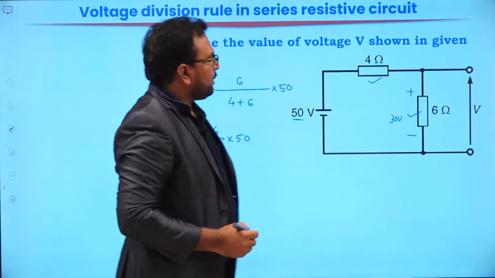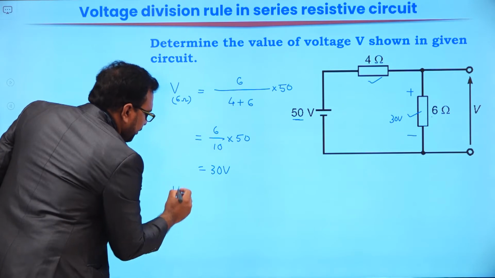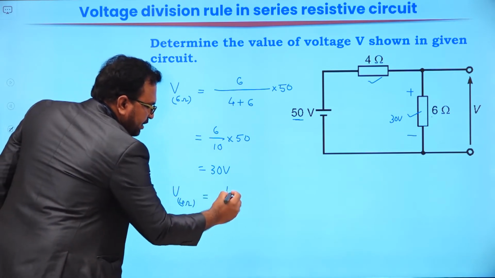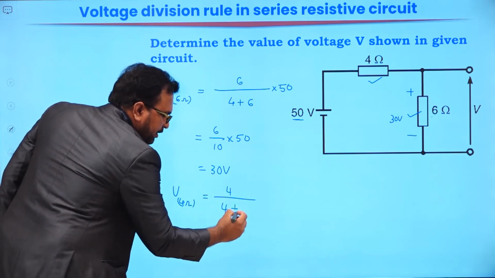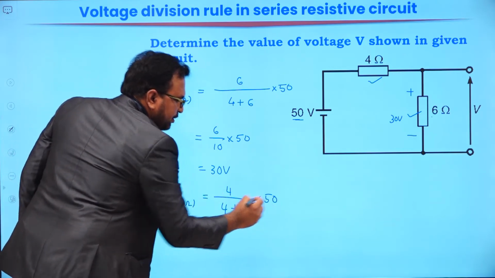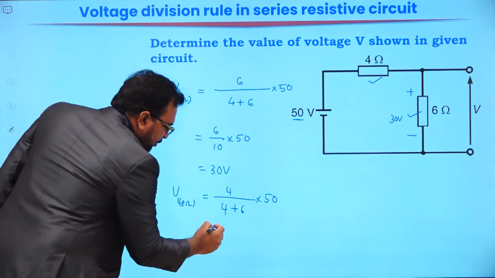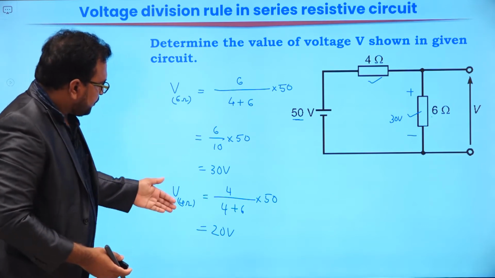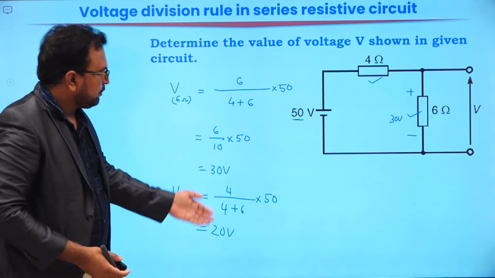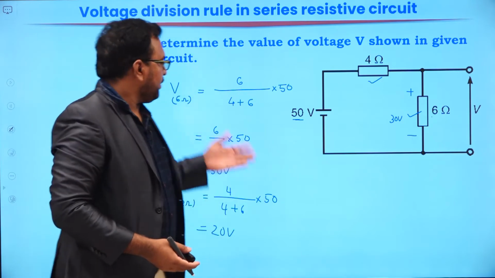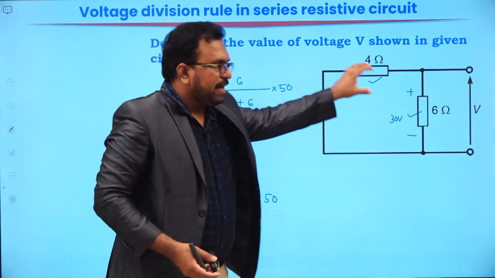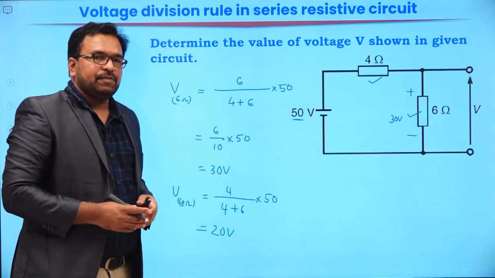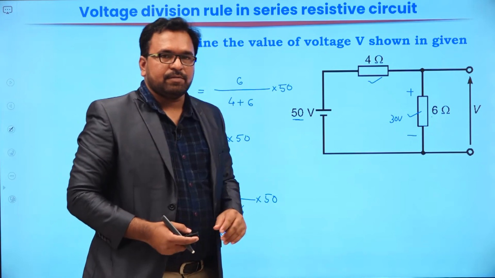Similarly, if you want to calculate the voltage across 4 ohms, how will you calculate it? The voltage across 4 ohms can be calculated by the resistance value divided by total resistance into total applied voltage. That gives rise to 20 volts. Okay. So if you add the voltage across 6 ohms plus 4 ohms, 30 plus 20 is equal to 50 volts. Whereby we can say that the total voltage is being divided across each resistor. So this is how we are going to apply the voltage division rule in a series resistive circuit. Okay.